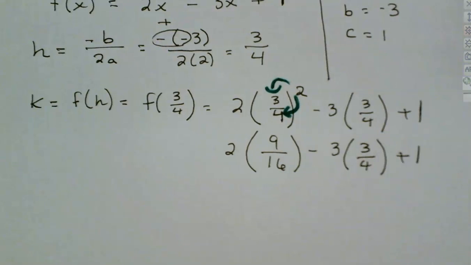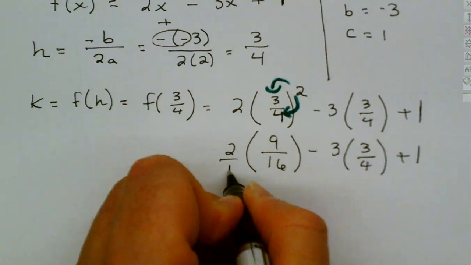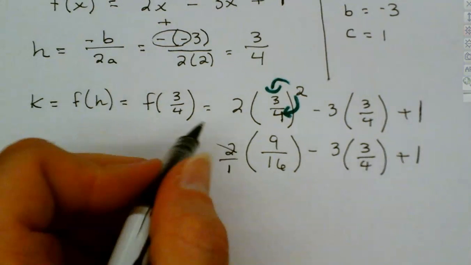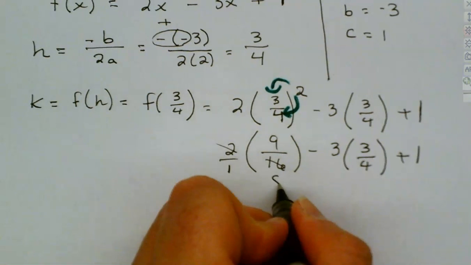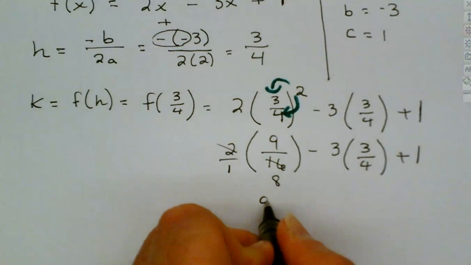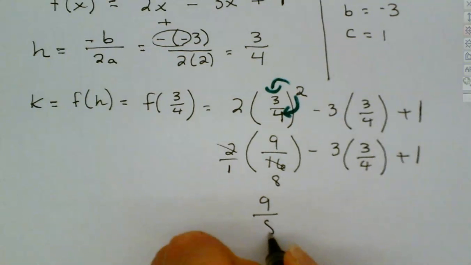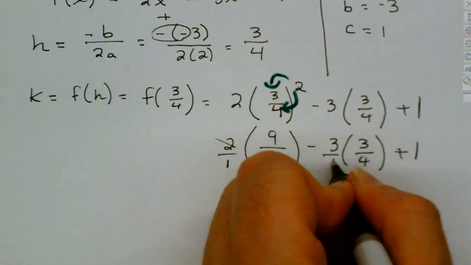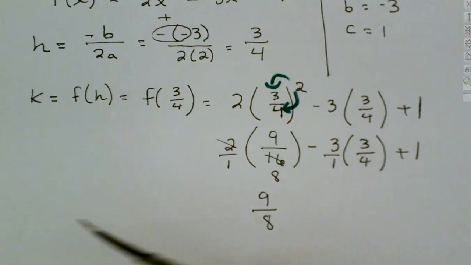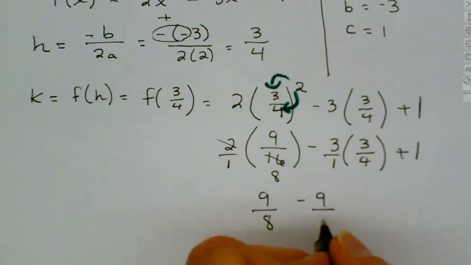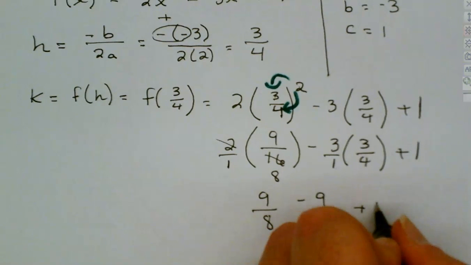Okay, so we're going to make this 2 a 2 over a 1. And when we multiply, remember, we can cancel. So that 2 and that 16, that can cancel. And that's going to leave you with an 8. And that is then 9 over 8. Right? Okay, so there's that piece. The next one is just over 1. So 3 times 3, that's a 9. It's negative. And 1 times 4, that's a 4. And then plus 1.